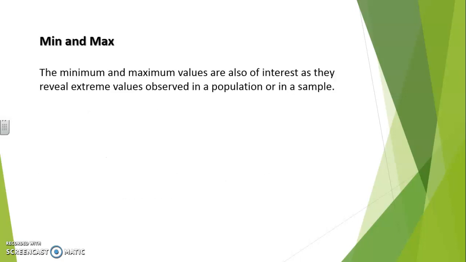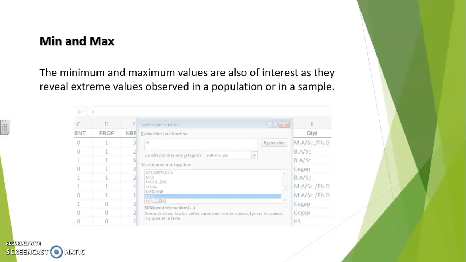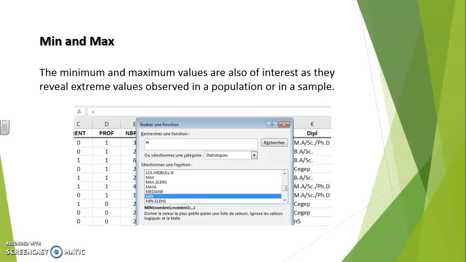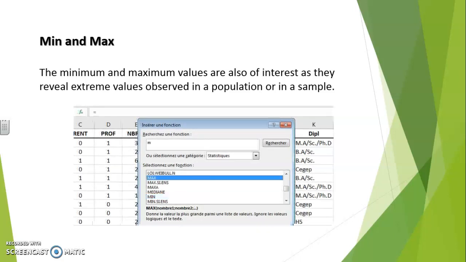The min and the max are also measures of position, as they reveal the extreme values that have been observed in a population or in a sample. Excel has integrated functions for you to find the min and the max, and as you would guess, they are just called the MIN and MAX functions.